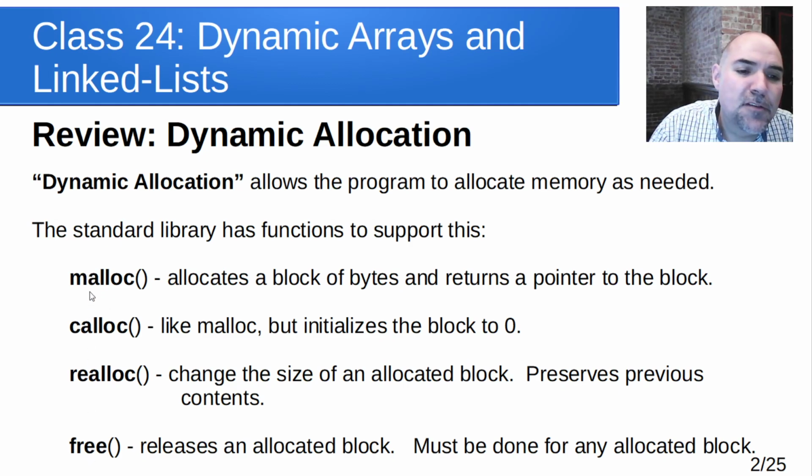And we looked at these various functions that are part of the standard library. malloc allocates a block of bytes and returns a pointer to that block. calloc does the same thing, but initializes it to 0. realloc takes a block that's already been allocated and changes the size, makes it bigger or smaller, but preserves the contents that are in there. And then we have free, which releases a block that's been allocated.